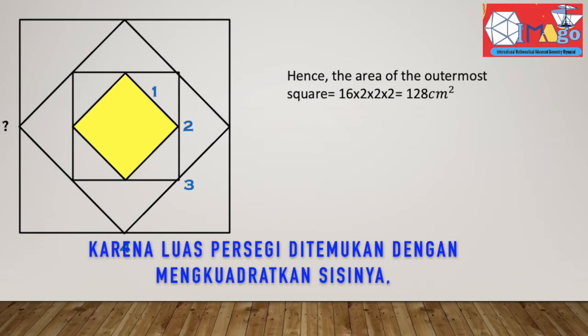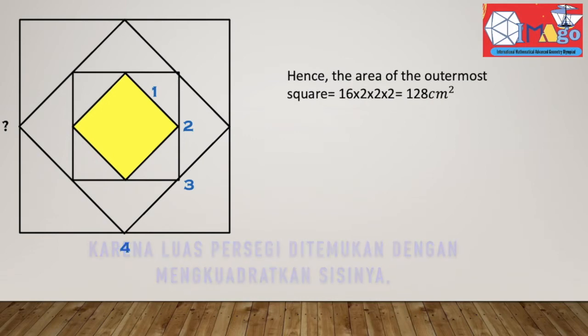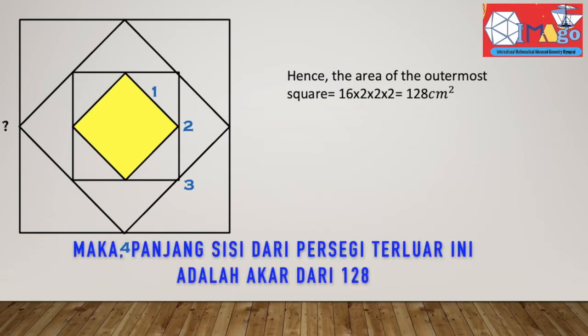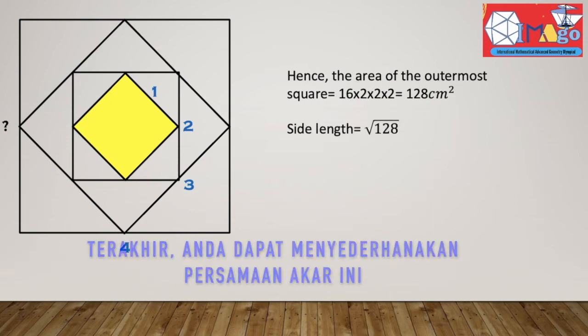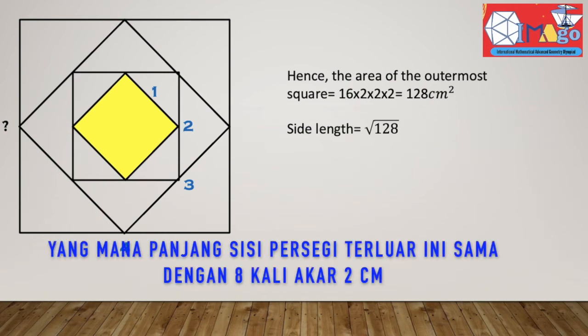Since the area of a square is found by squaring its side, the side length of this outermost square is equal to the root of 128. Finally, you can simplify this root equation, where the side length of this outermost square is equal to 8 times root of 2 cm.